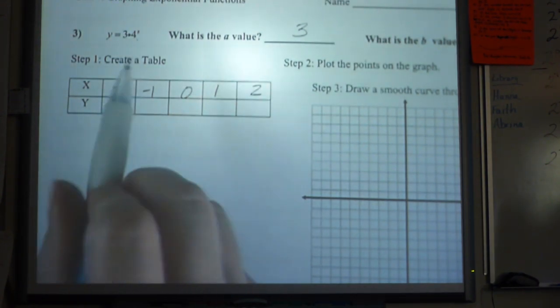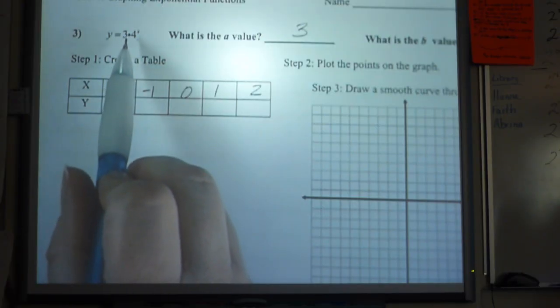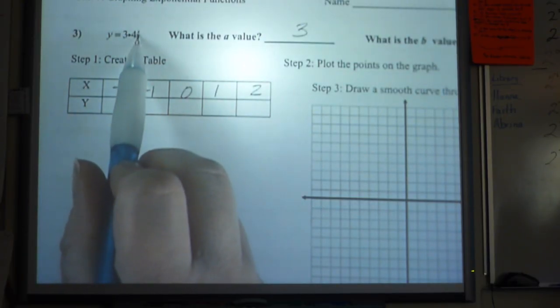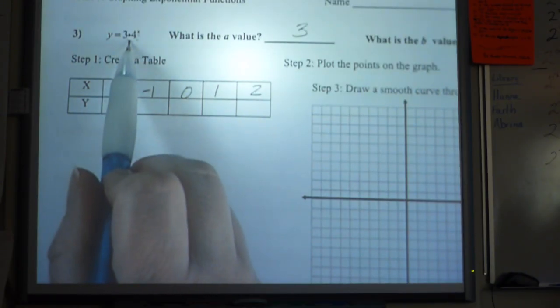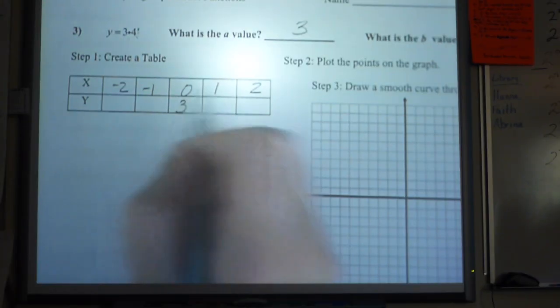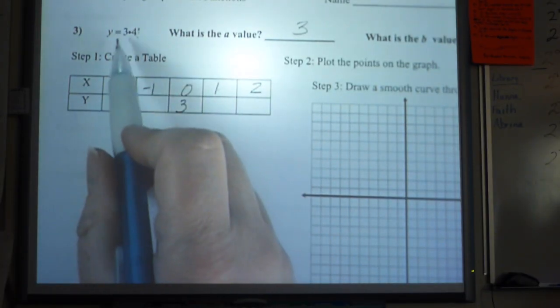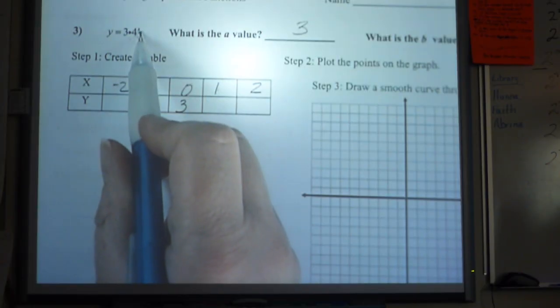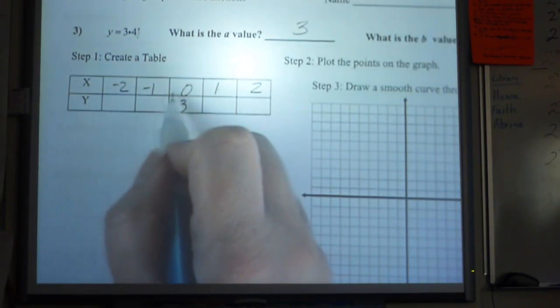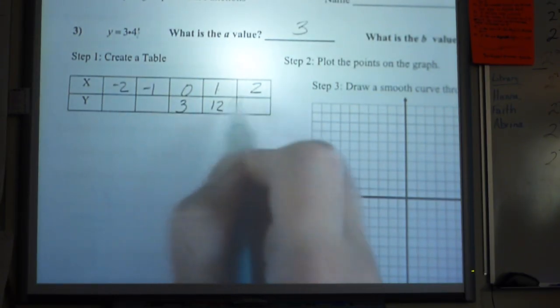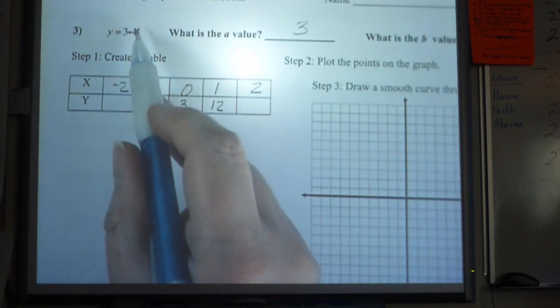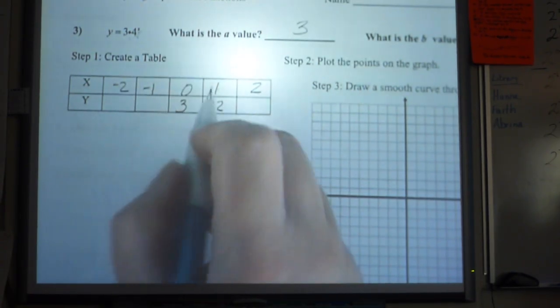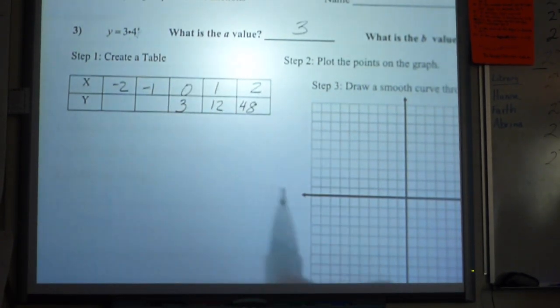Okay. So if x is 0, we'll have y equals 3 times 4 to the 0 power. 4 to the 0 power equals 1, and then 1 times 3 equals 3. If x is 1, we will have y equals 3 times 4 to the 1 power. 4 to the first power is 4. 4 times 3 is 12. If x is 2, we will have 4 squared. 4 squared is 16. 16 times 3 is 48.